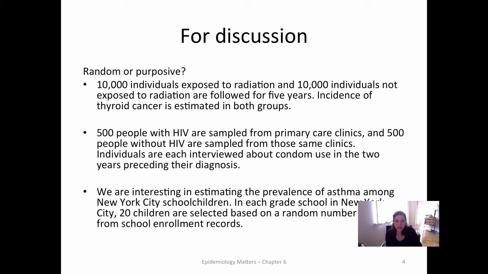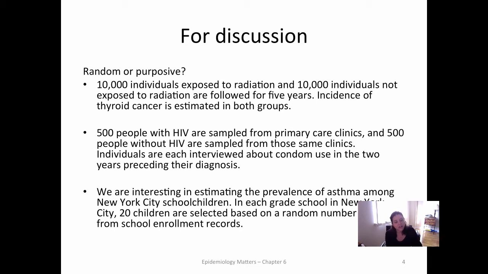We're not selecting individuals at random in order to estimate the prevalence of HIV. We're specifically selecting 500 people with and 500 people without the outcome of interest. We're doing that on purpose. It's purposive, so that we can answer a causal question about the effect of condom use on HIV.